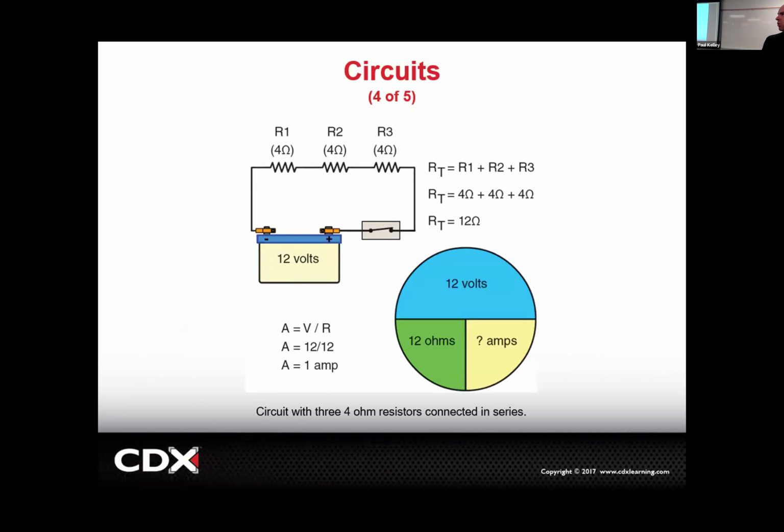What's my total resistance then? Okay, so we know it's a 12-volt battery. We know it's a 12-ohm total resistance. So we should be able to determine the amps. 12 divided by 12 is 1 amp. Yeah, exactly. Correct. All right. Each of those resistors would have a 4-volt drop. Correct. Yeah, it's proportional. 4, 4, and 4.